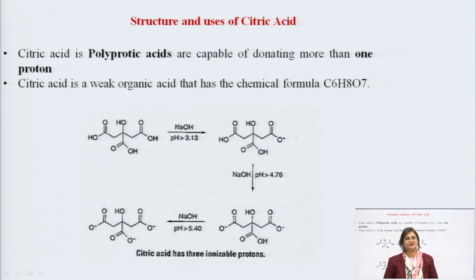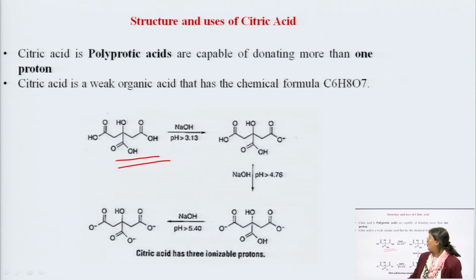Moving on to citric acid. Citric acid is a polyprotic acid and is capable of donating more than one proton. Citric acid is a weak organic acid that has the chemical formula C6H8O7. As I told you, citric acid is a polyprotic acid, so it has the ability to donate more than one proton. Hence the name polyprotic acid.